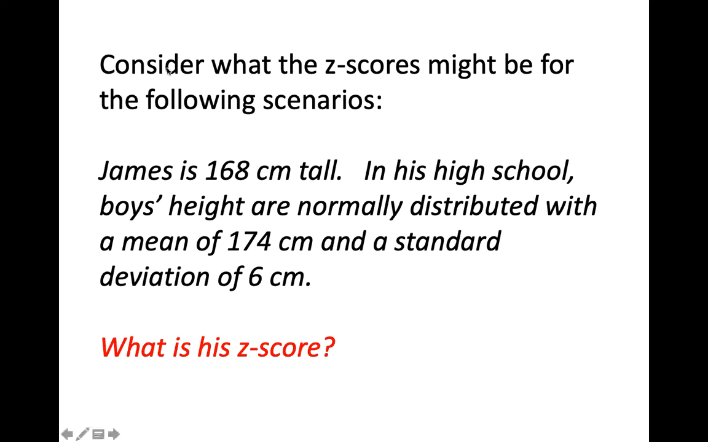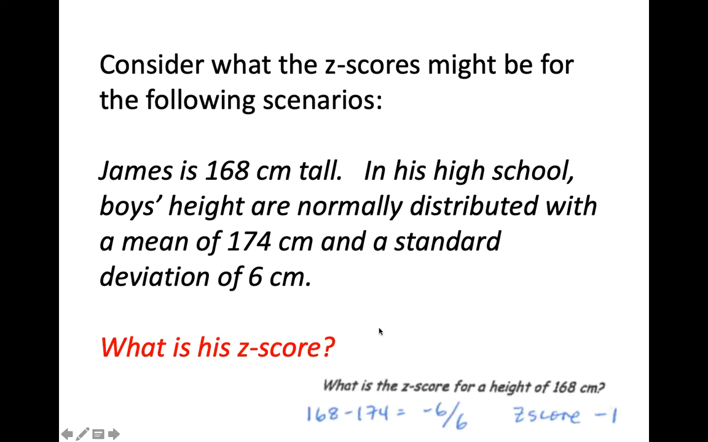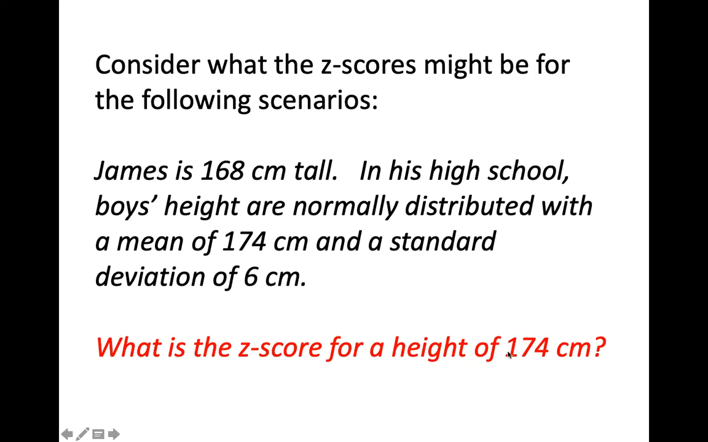Well, if I think about it, okay, 168 is 6 centimeters lower than the mean. So that's like negative 6. And if I have a standard deviation of 6, that's like a z-score of negative 1. What about if we did one for a height of 174? Now, 174 is exactly the same as the mean, so it's right at the 0.